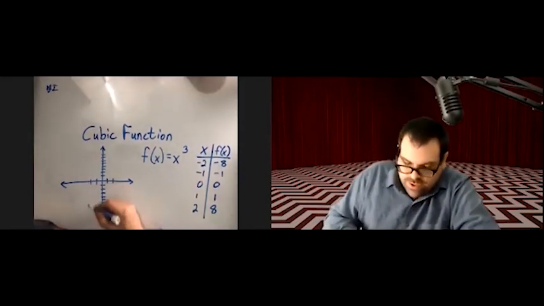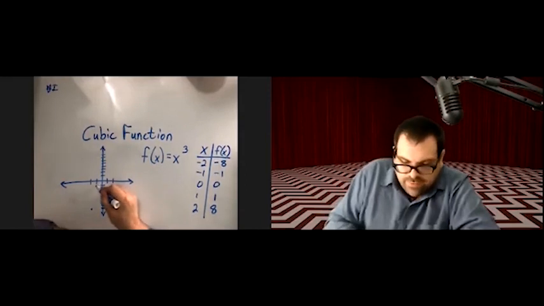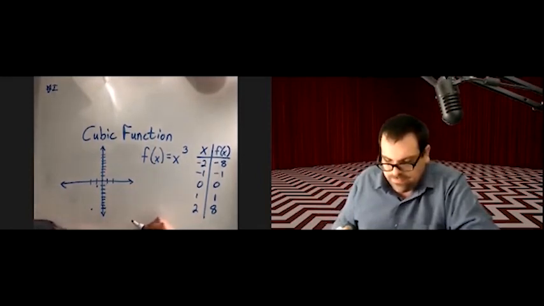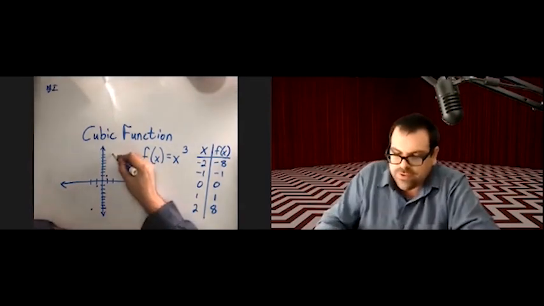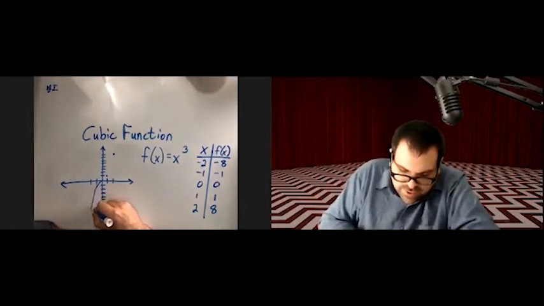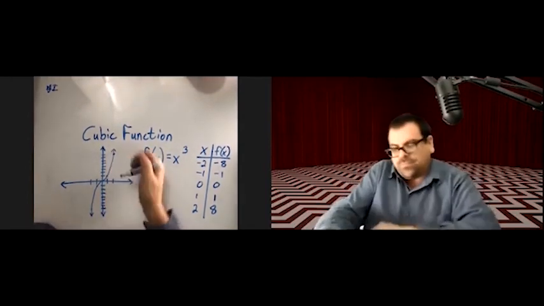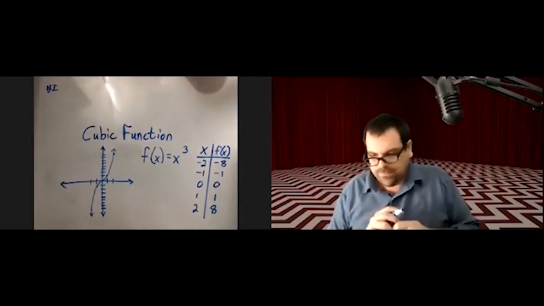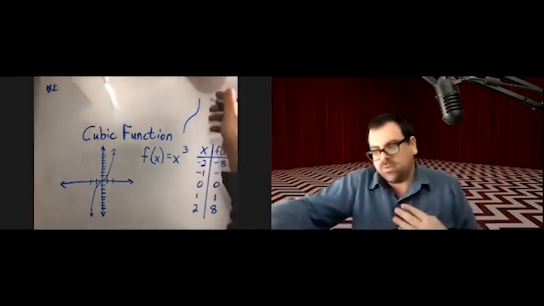Negative 2, negative 8. Negative 1, negative 1. 0, 0. 1, 1. Positive 2, positive 8. So this shape is like a stretched parabola that's been taken in 2 different directions. It's this shape. We're just going to call it the cubic. It's cubic.